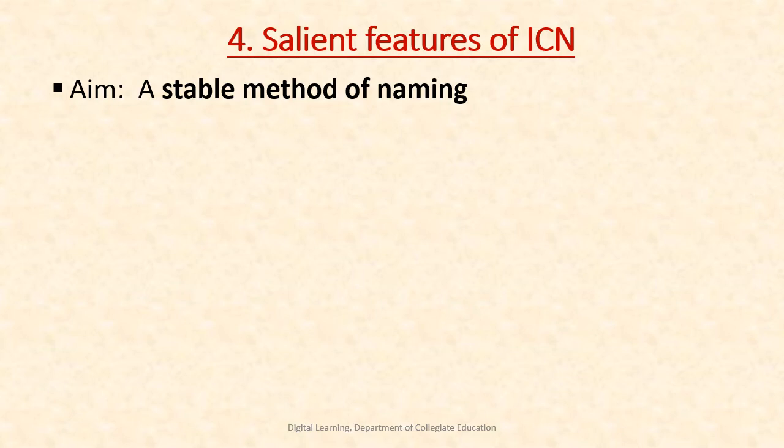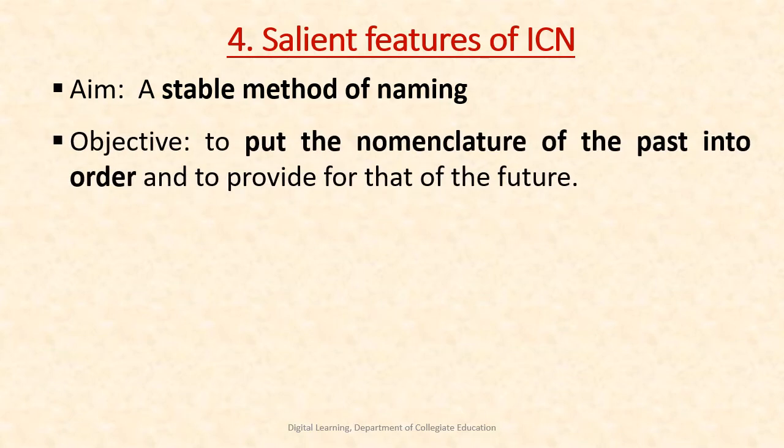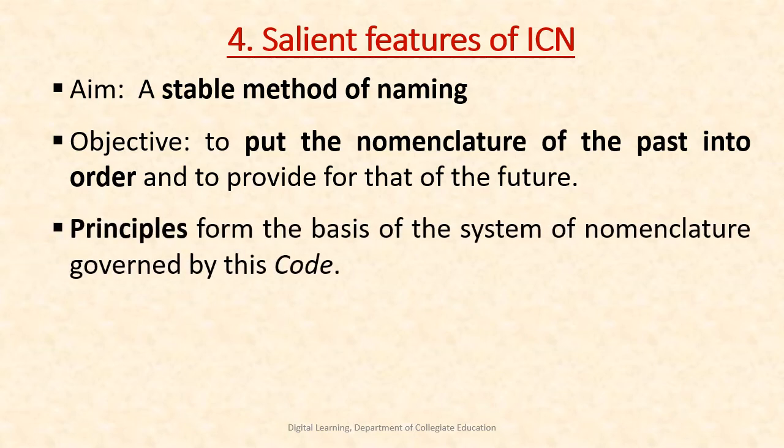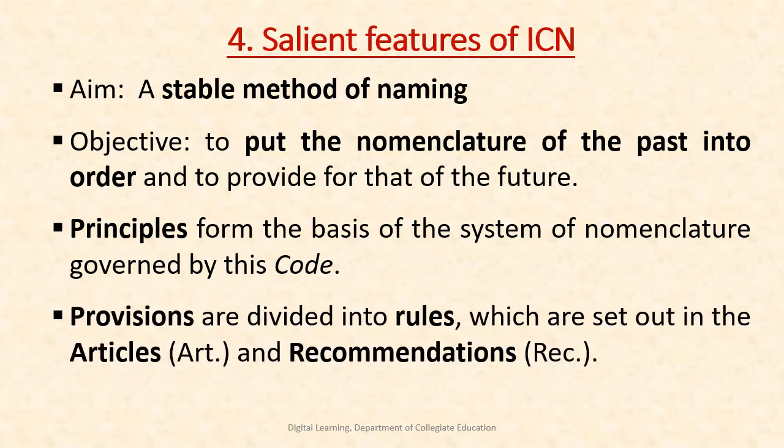The salient features of the ICN. The code aims to provide a stable method of naming taxonomic groups, avoiding or rejecting the use of names that may cause error or ambiguity or throw science into confusion. The objective of these rules is to put the nomenclature of the past into order and to provide for that of the future. The principles form the basis of the system of nomenclature governed by this code. The detailed provisions are divided into rules, which are set out in the form of articles and recommendations.